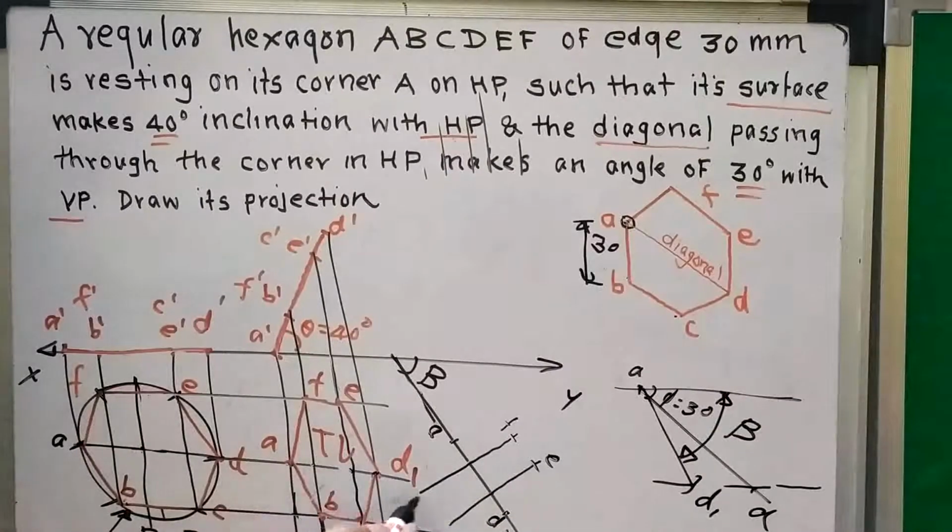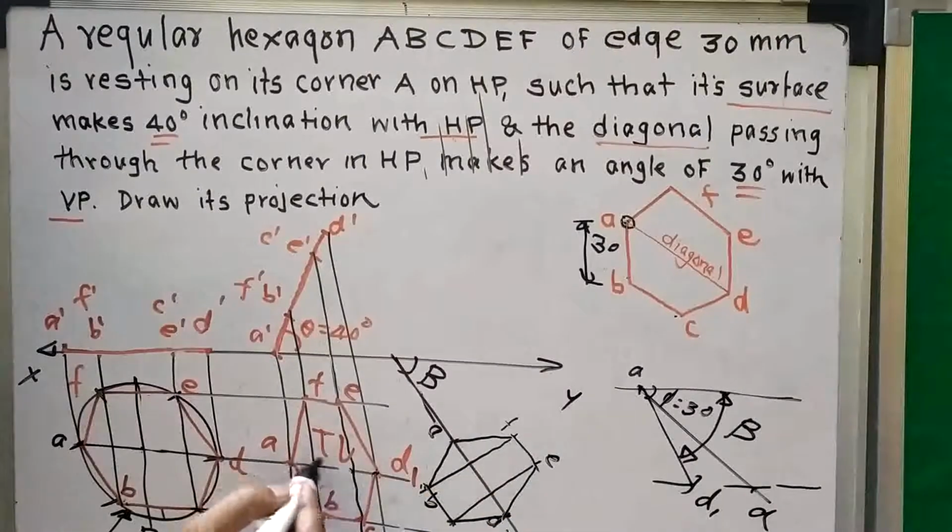Similarly B, I will mark here B, and from this B and from this D I will mark C here. So I got A, B, C, D, D1, F1, E1. So I have constructed this. So I have repeated this figure here. I have reconstructed this top view, and then I will project this.